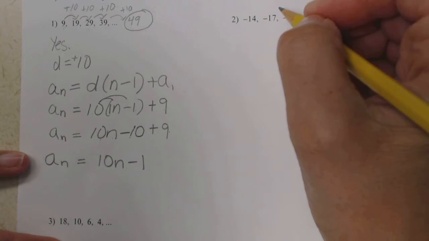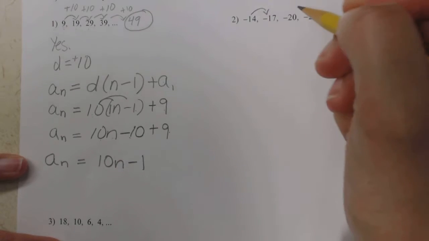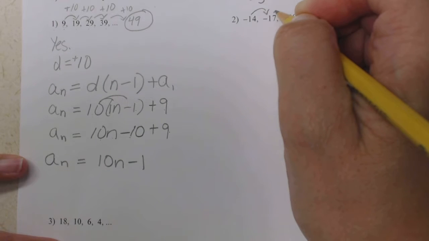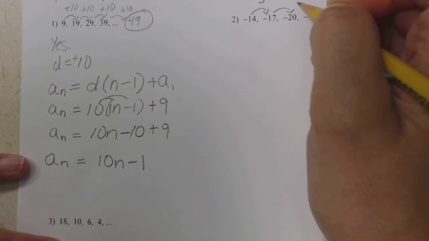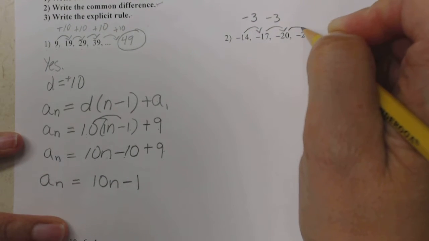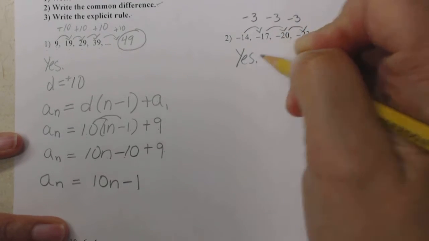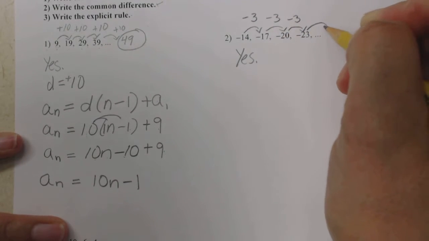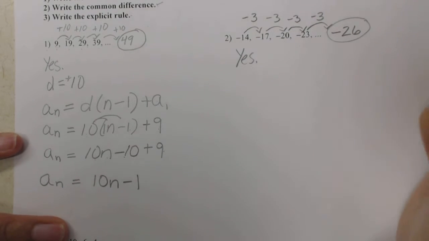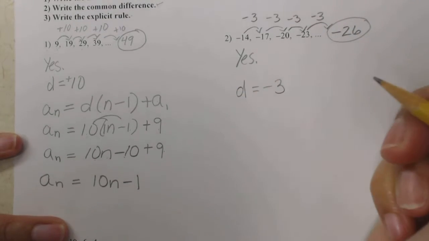First, let's see if there's a common difference. So to get from negative 14 to negative 17, we're going to have to subtract 3. Let's see if it works for the next one. Negative 17 minus 3 would give us negative 20. Sorry, I couldn't see it. And then negative 20 minus 3 would give us negative 23. So I'm going to write yes. Now we have to find that next term. We would have to subtract 3. So that next term would be negative 26. I'm going to write it down and circle it. Our common difference that we see here is minus 3.